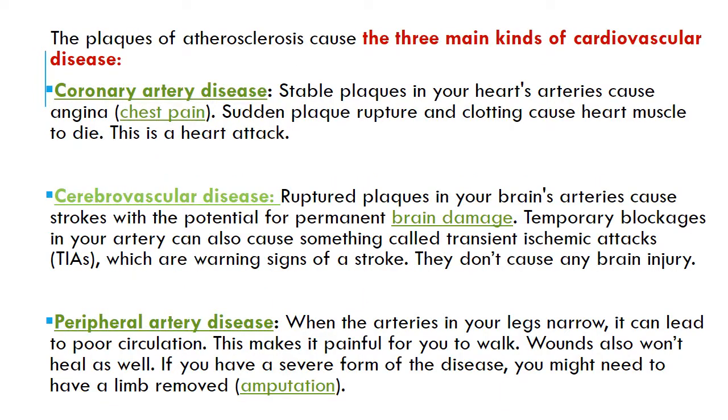Now, as I mentioned earlier, cardiovascular disease, or atherosclerosis, can affect any portion of your body. Basically, having this disease, the person can end up having coronary artery disease, or cerebrovascular disease, meaning it's affecting the brain, or peripheral artery disease, meaning it is affecting your extremities, either your upper extremities or your lower extremities.